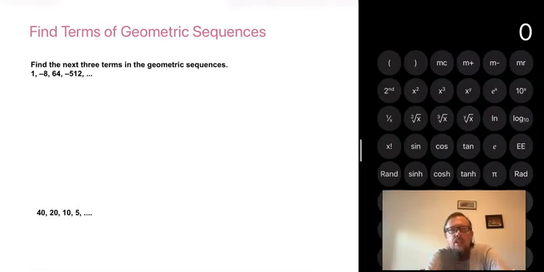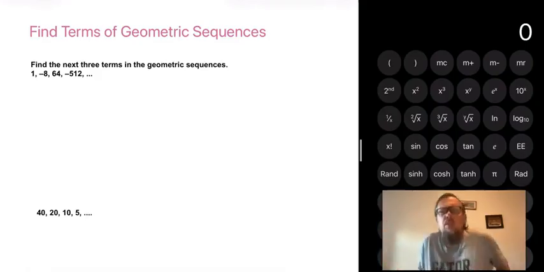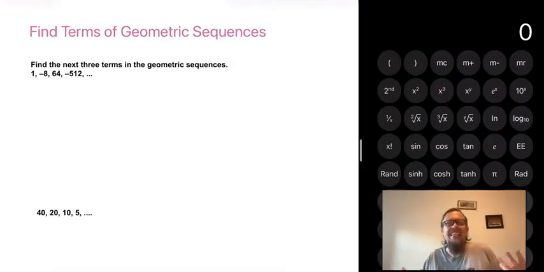So what we're going to be doing here is taking a geometric sequence and then finding what the next few terms in the sequence are going to be. Since we're told that these are geometric sequences, we don't have to worry about finding out whether they are geometric sequences. All we have to know is what is the amount that they're being multiplied by every time.